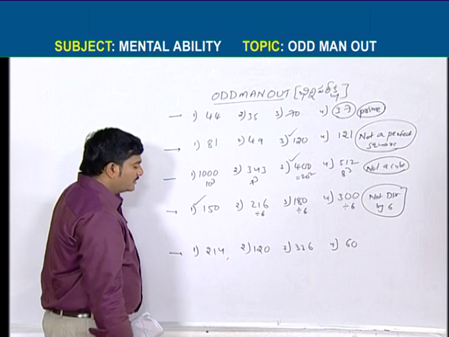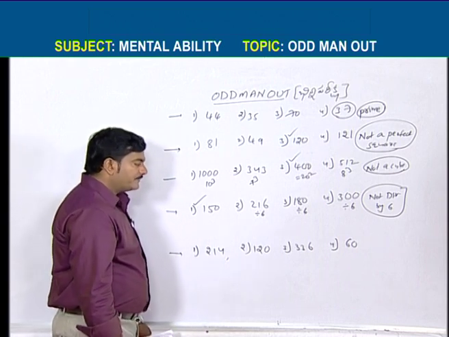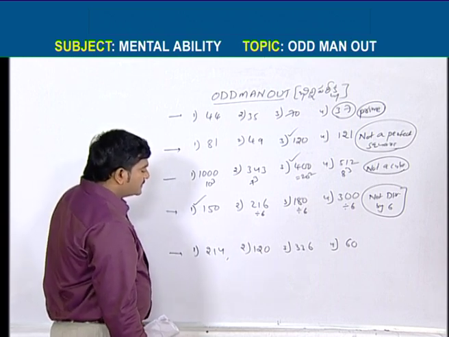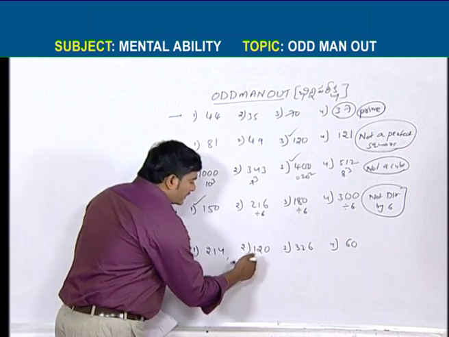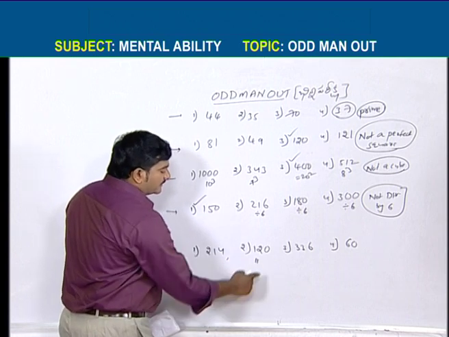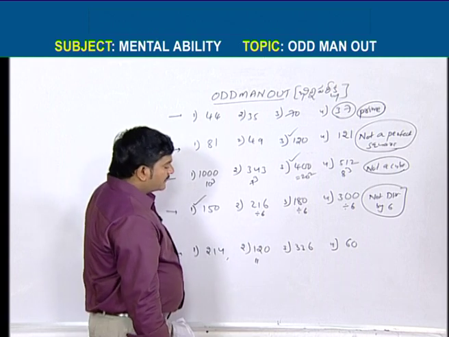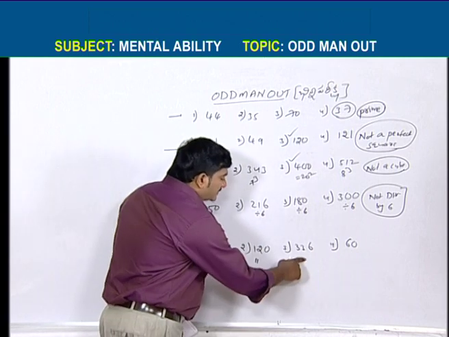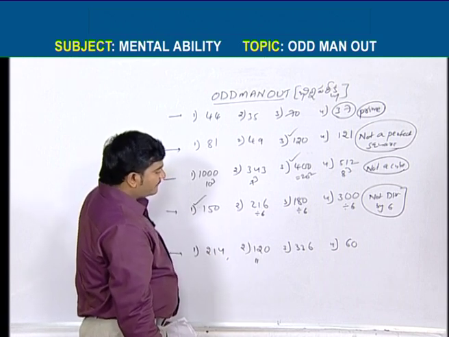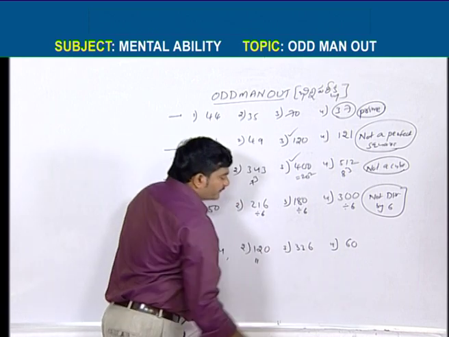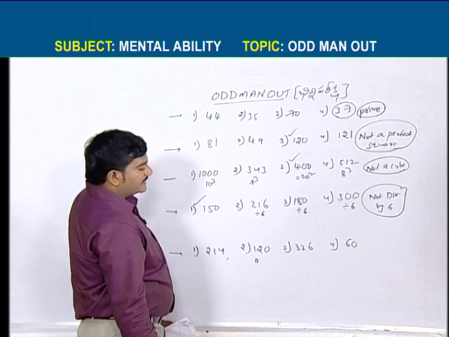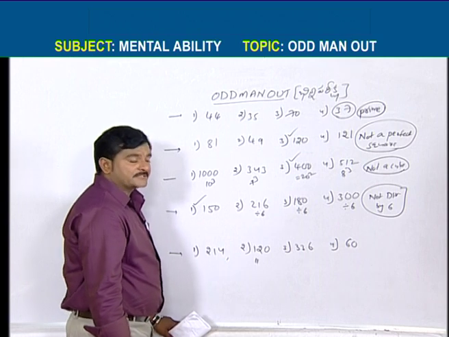Now observe this question: 214, 120, 336, 60. What is the logic involved here? If you observe, 120 can be written as 11 square minus 1, that is 121 minus 1, 120. What about 336? Is it a square of something? No. What about 60? 60 can be written as 6 square is 36, 7 square, 8 square. 8 square means 64, not 60. Are you getting?